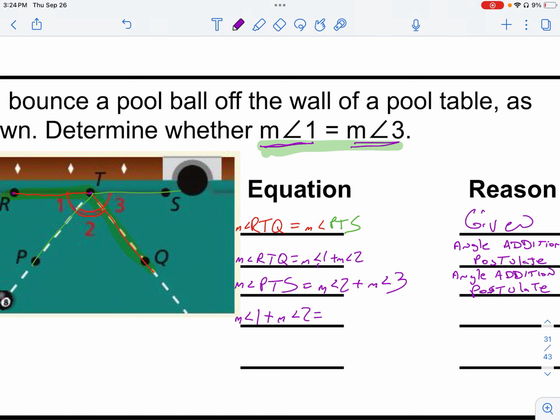We know RTQ equals the measure of PTS, and we just substituted angle 1 plus angle 2 in for RTQ. Well, we also have something we can substitute in for the measure of PTS. Right here. So the measure of angle 2 plus the measure of angle 3, and that's just substitution.